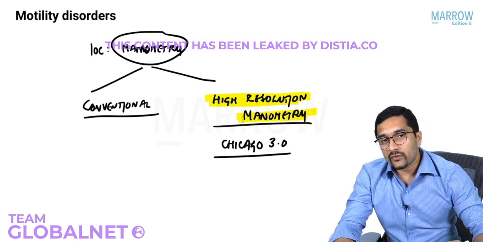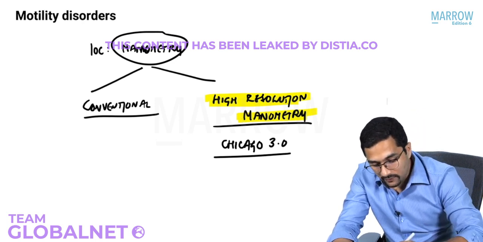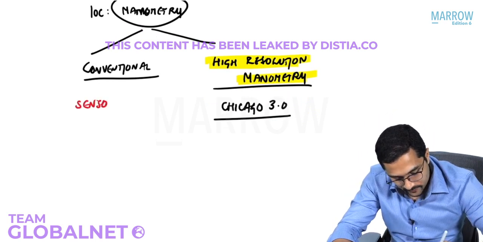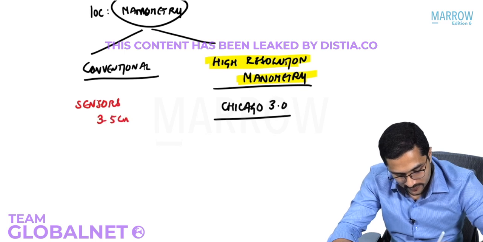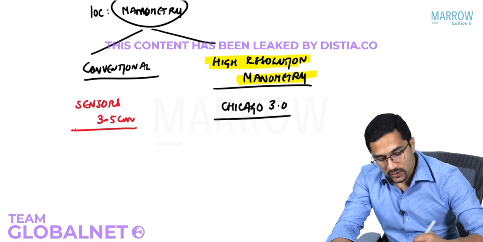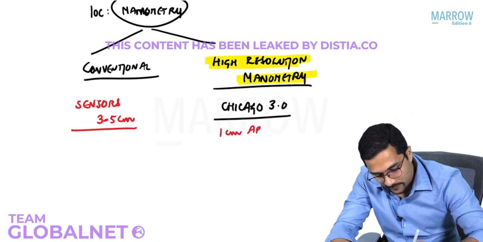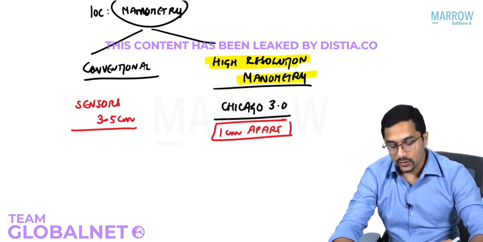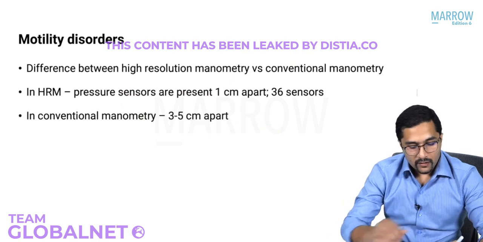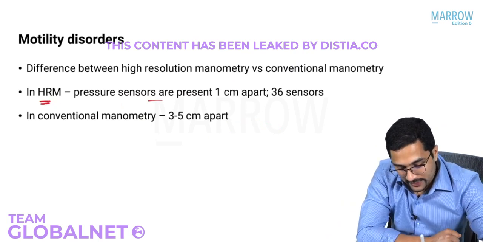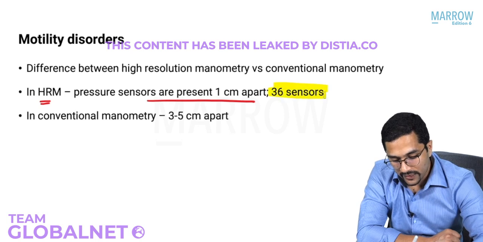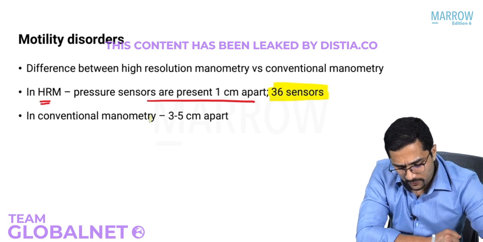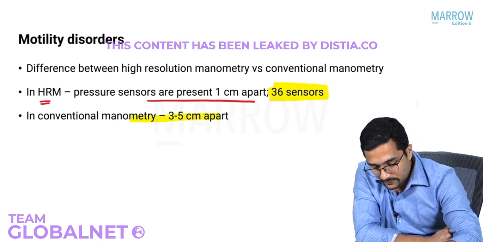So what exactly is the difference between high resolution manometry and conventional manometry? In conventional manometry, the sensors are kept 3 to 5 centimeters apart. Whereas in high resolution manometry, the sensors are kept 1 centimeter apart, so you get a better representation of the manometric findings. In total we have 36 sensors which measure the manometric pressures.